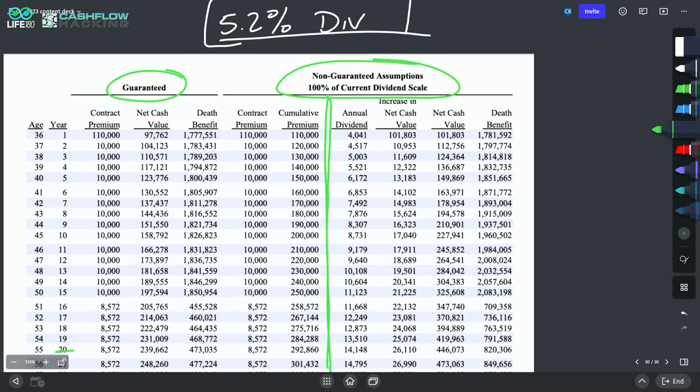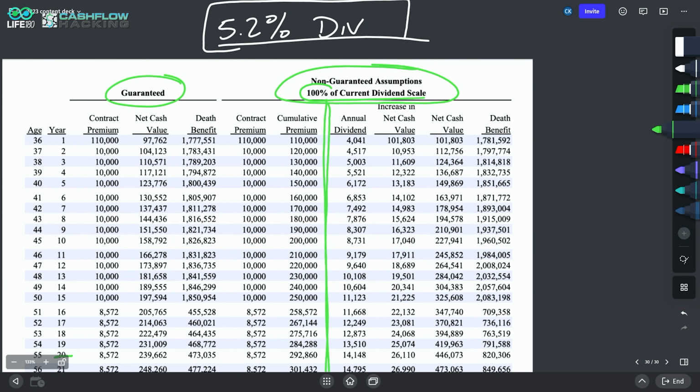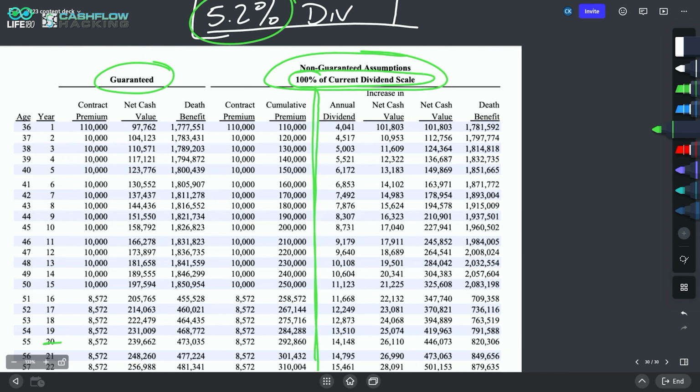So it's going based on 100% of the current dividend scale. What does that mean? Well, if the dividend is 5.2%, this is saying as long as this company pays a 5.2% dividend and they pay it every single year, then these numbers are gonna be what happens. Now, is there a guarantee that they're going to pay a dividend every single year? No, of course, the answer is no. There's no guarantee. Dividends are not guaranteed.